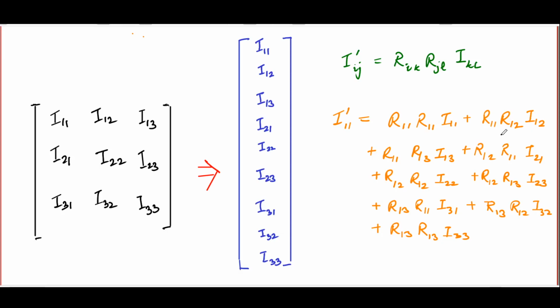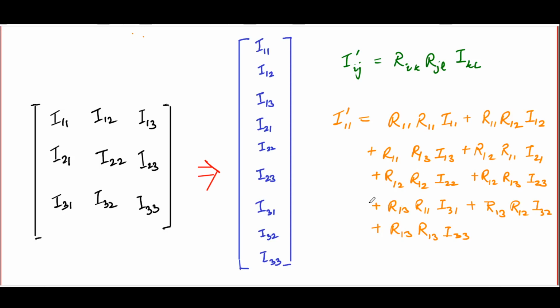Then you have the k equal to 1, l equal to 2 term here, which is R11, R12, I12, all the way down to R13, R13, I33. That's the k equal to l equal to 3 term. There are 9 terms in all of them added up together. So of course, as you can see, I'11 really is a linear combination of all these elements with coefficients R11, R11 for I11, R11, R12 for I12, and so on.